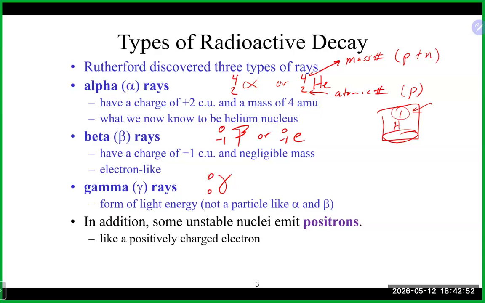In addition, there's other types of particles we'll come across. We have positrons, which are like electrons, but with a much better attitude, because they're very positive.